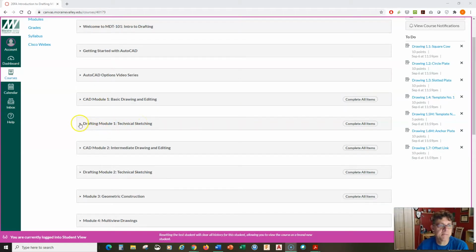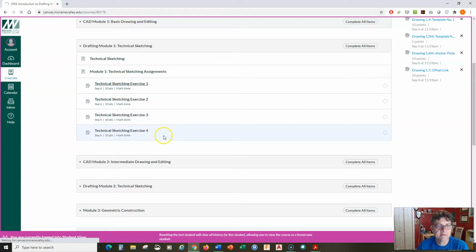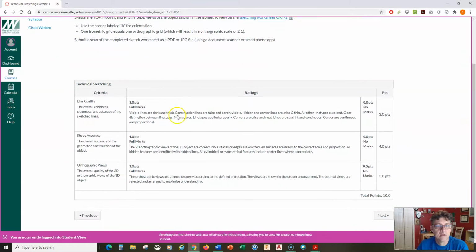If I expand Drafting Module 1, you can see that there are 4 assignments in this first module: technical sketching exercise 1, 2, 3, and 4. Each one is worth 10 points, but that's really just to give you an idea of the percent that you would get right on those. If I expand this, you can see that each of the technical sketching exercises is going to be graded via this rubric.